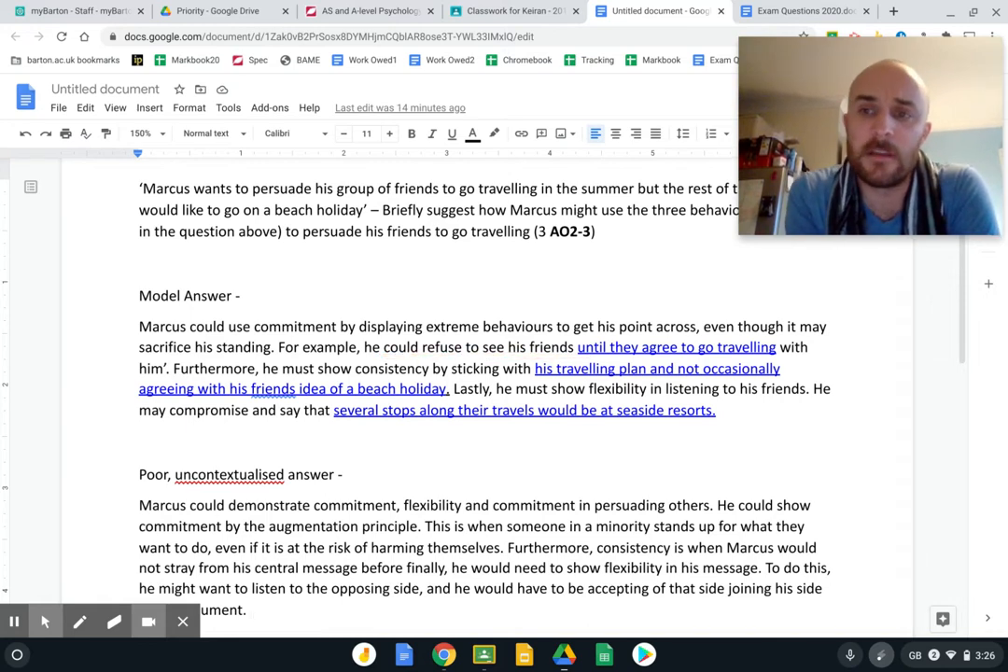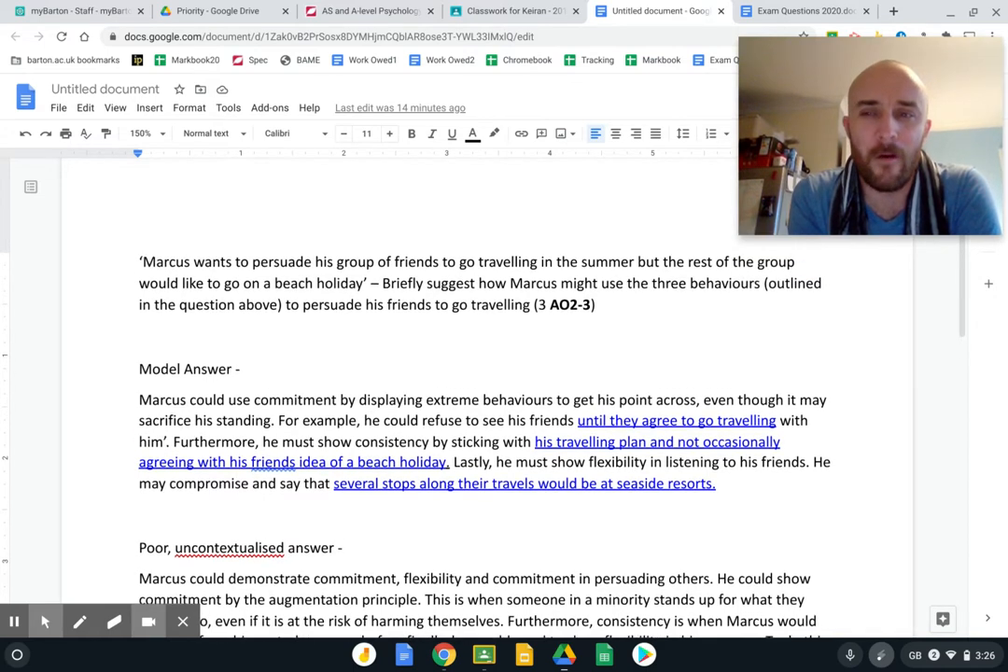Here's why AO2 is difficult. This question comes up. You can't revise knowing that a way to get your point across is to refuse to see friends. Who would revise that? The reason why AO2 is actually quite complicated is because with the applications, which as teachers we cannot predict, you have to really think on your feet. So, for example, Marcus wants to go traveling, his friends want to go on a beach holiday.